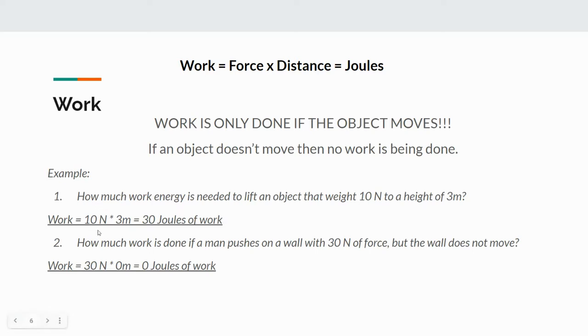Okay. Next one, number 2. How much work is done if a man pushes on a wall with 30 newtons of force, but the wall doesn't move? If the wall is not moving, then there is no work done. Yes, we are applying a force. Yes, we are exerting energy, but we are not doing work. In order for work to be done, there must be movement. Even in chemistry, we do work on things, and it's when the volume changes, and that's essentially a movement. Work is only done when the volume changes, increasing, expanding the volume. So it's always when movement is occurring.